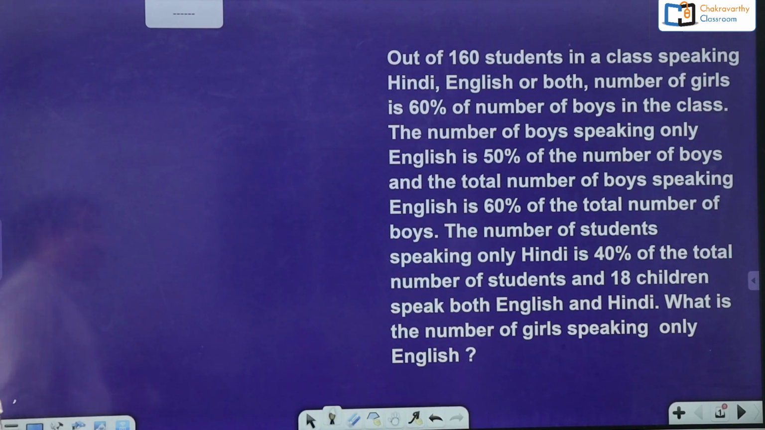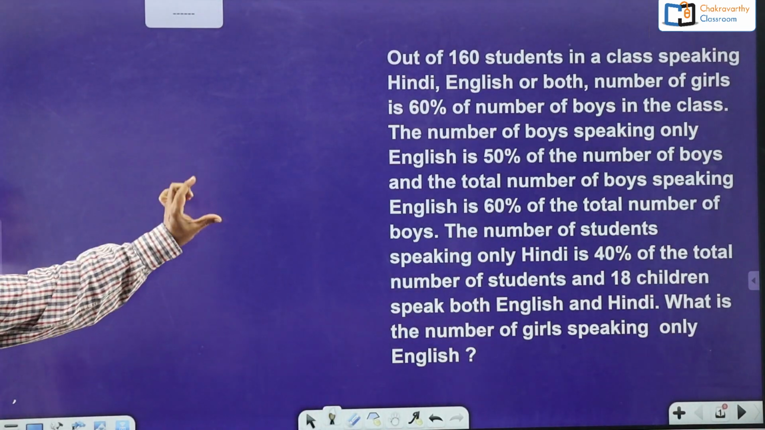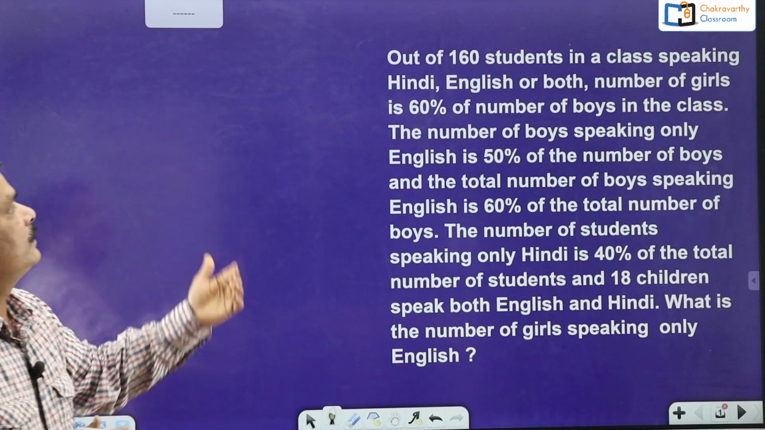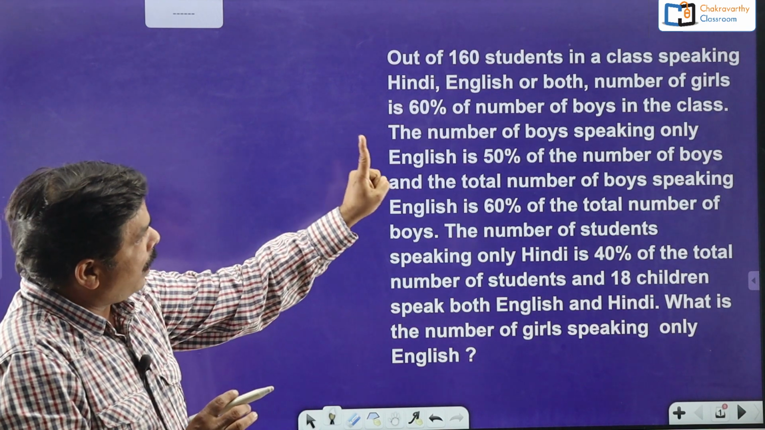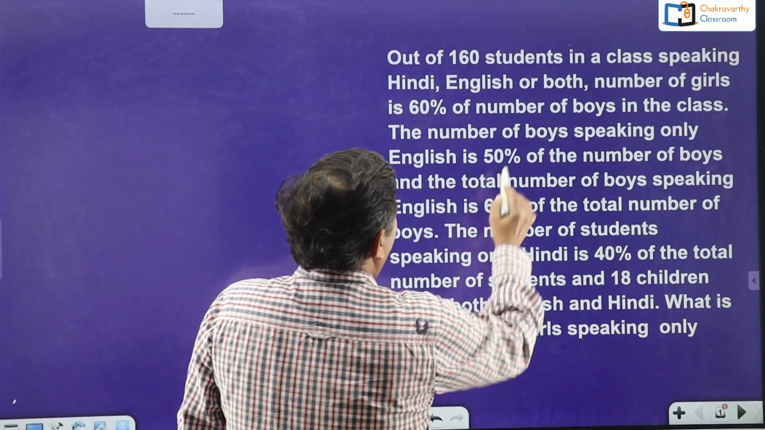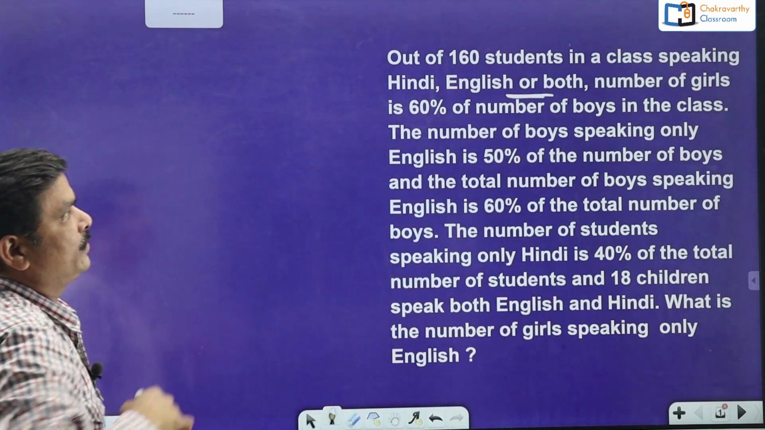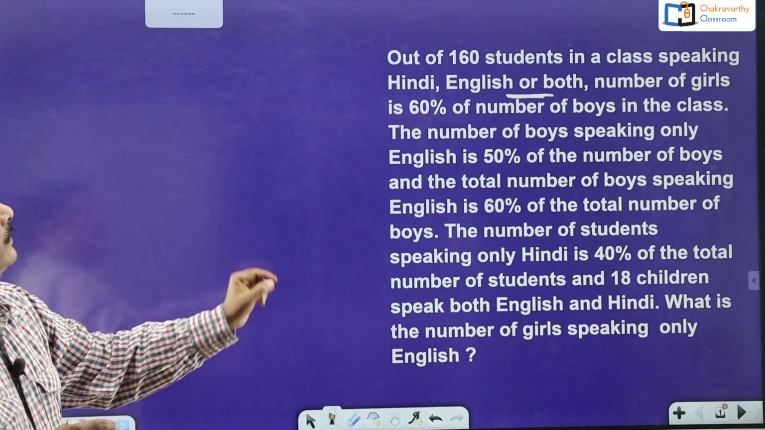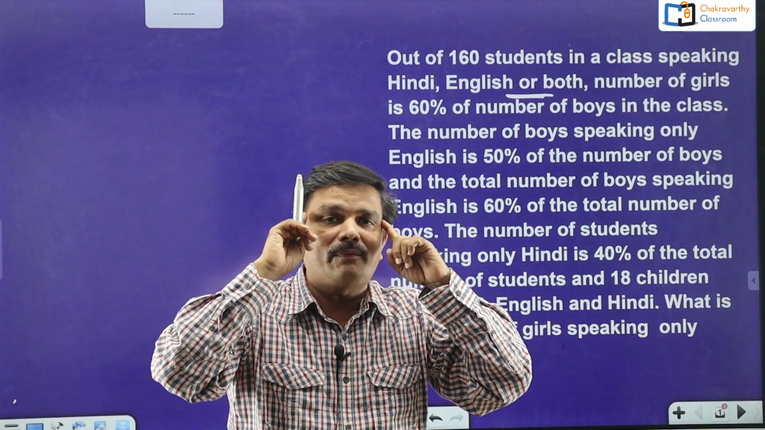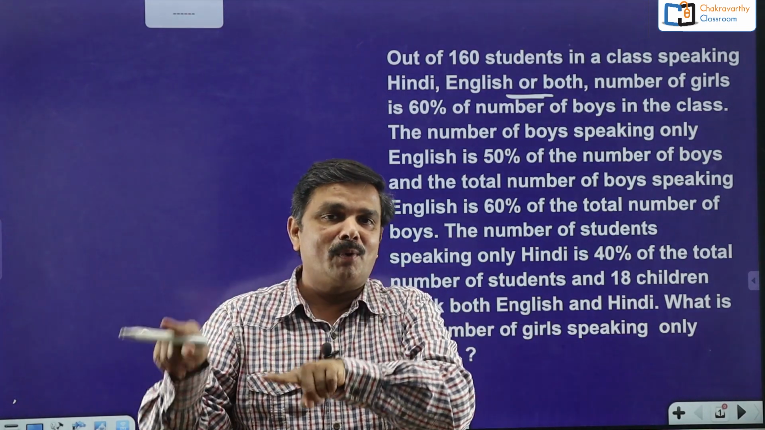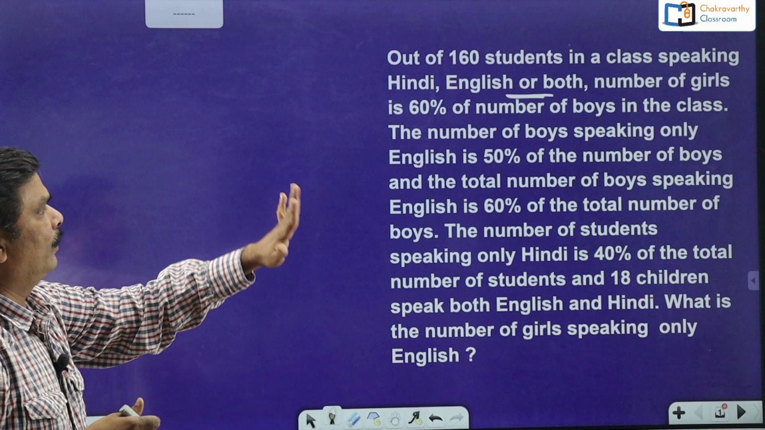It's a rather good question. Actually, this is from previous examination papers only. I've changed some numbers, that's it. Out of 160 students in a class speaking Hindi, English or both. It's very important: Hindi, English or both. Why is this important? I'll tell you now. Let me finish reading the question. The number of girls is 60% of the number of boys in the class. While reading the question itself you have to analyze: out of 160, how many boys are there, how many girls are there? Easily you can calculate that without writing anything on the paper.